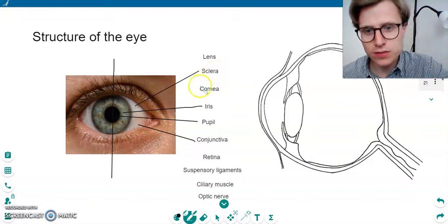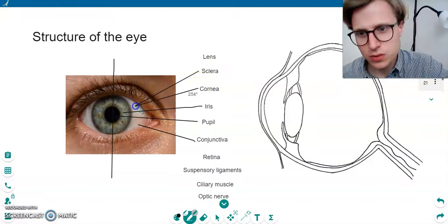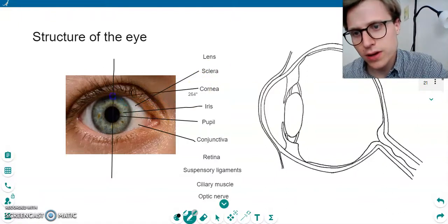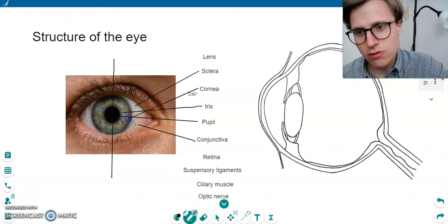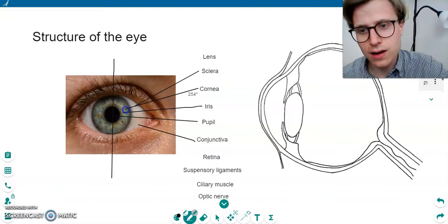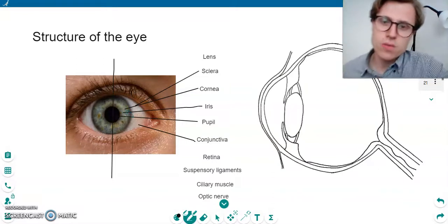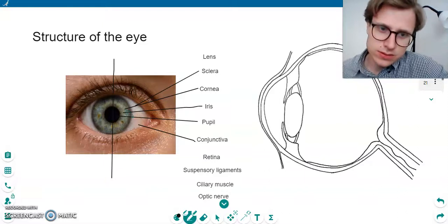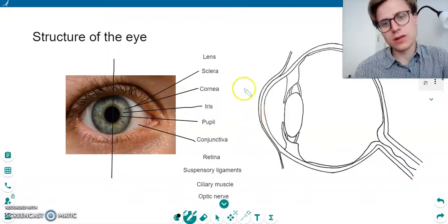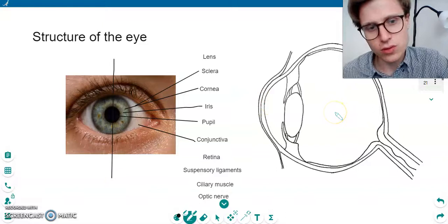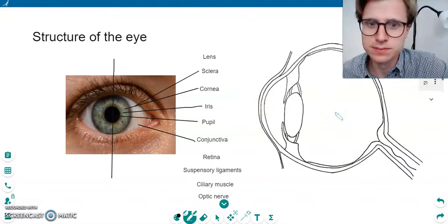And then finally on the front we have a transparent structure called the cornea, and the cornea overlies this area through which we can see the iris, and its key function is to allow light into the eye. It also serves a protective role, and we'll discuss a little bit more about how light is affected by passing through the cornea in a minute.